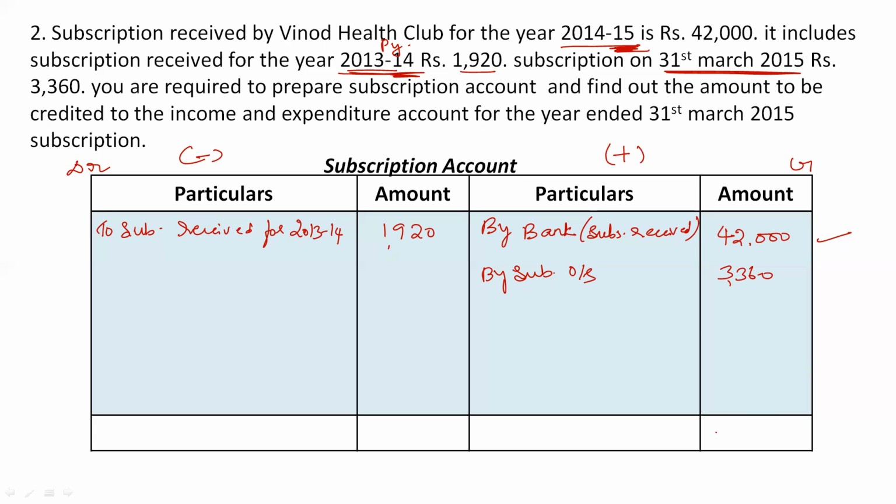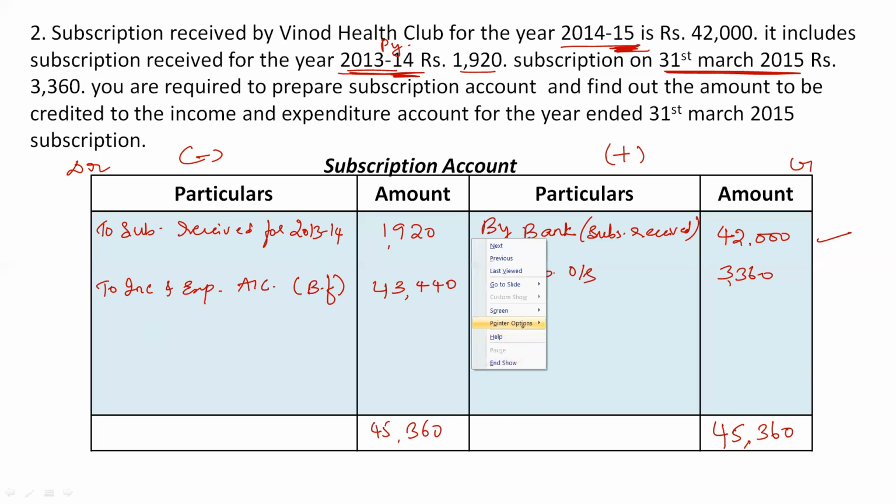Just total the credit side. The credit side looks bigger. So the total of the credit side is 45,360 rupees. Then the balancing figure will be rupees 43,440. This amount we will transfer to the income and expenditure account. This is the balancing figure, correct? So this amount will be transferred to the income and expenditure account on the credit side.